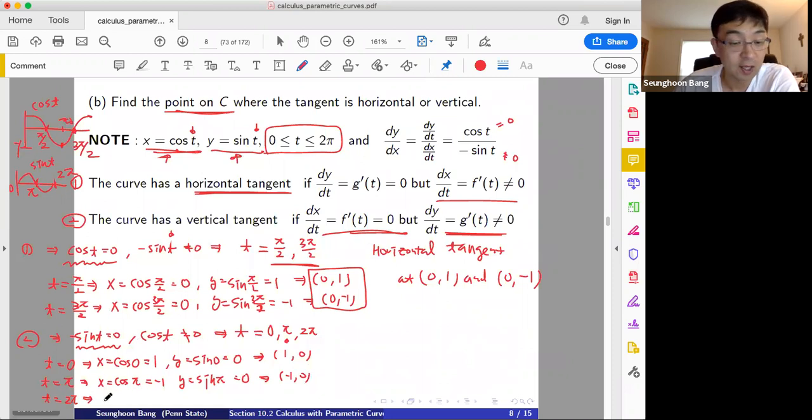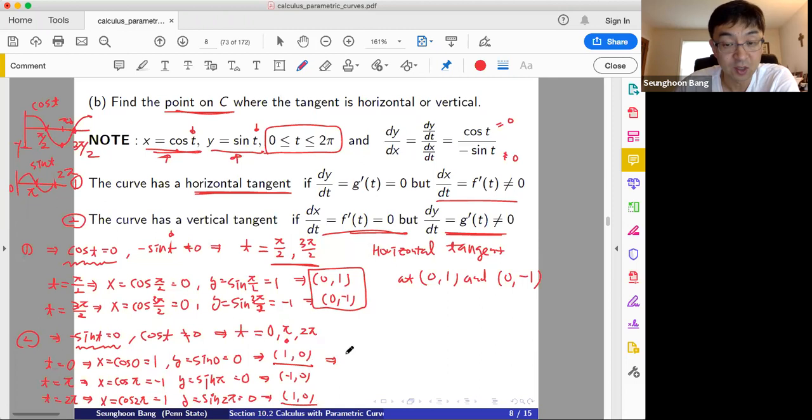Now t equals 2 pi. What is x? X is cosine 2 pi, and cosine 2 pi is 1. Y equals sine of 2 pi, and sine of 2 pi is 0. So we have the point 1, 0. So how many points do we have? Only 2 points, 1, 0 and negative 1, 0.